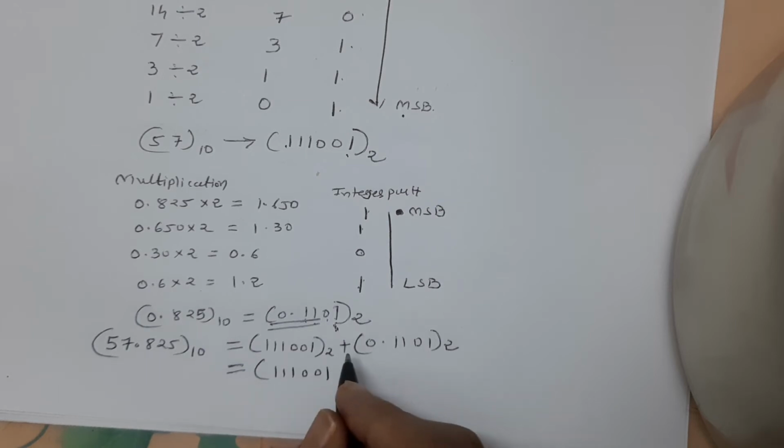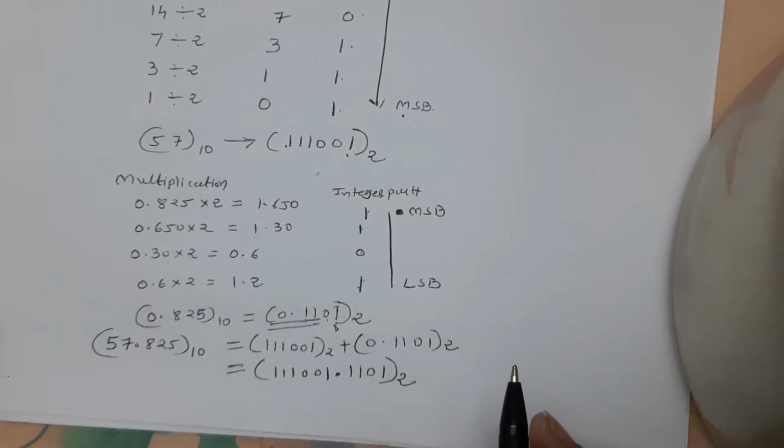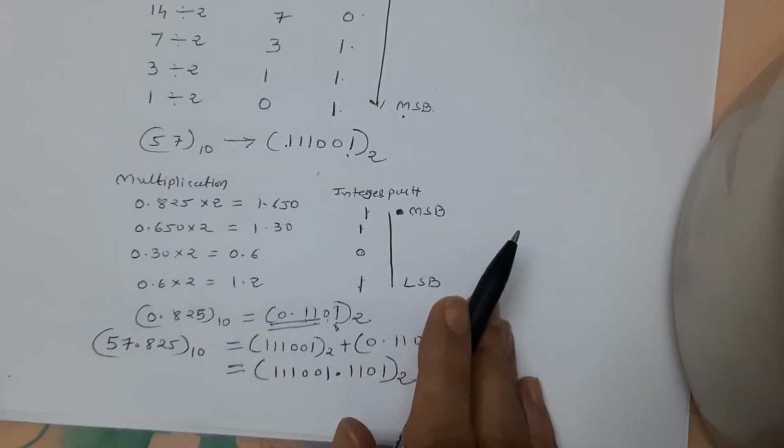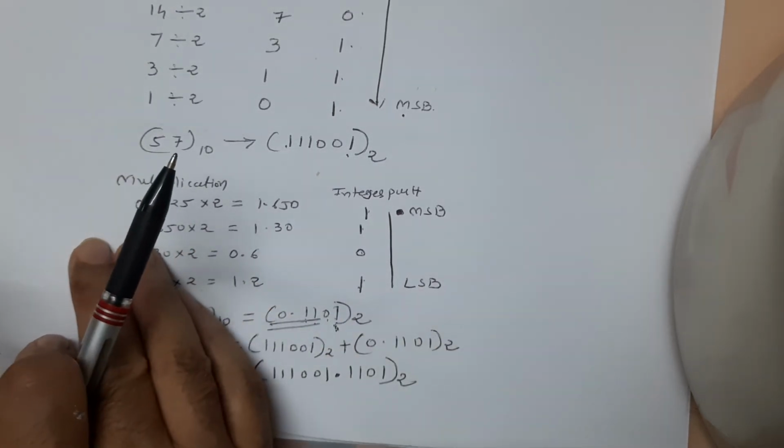111001 point. Instead of plus, we are using point 1101. This is the binary form of this decimal number 57.825. Again, one more example we will take, and I will give you homework to find the remaining.